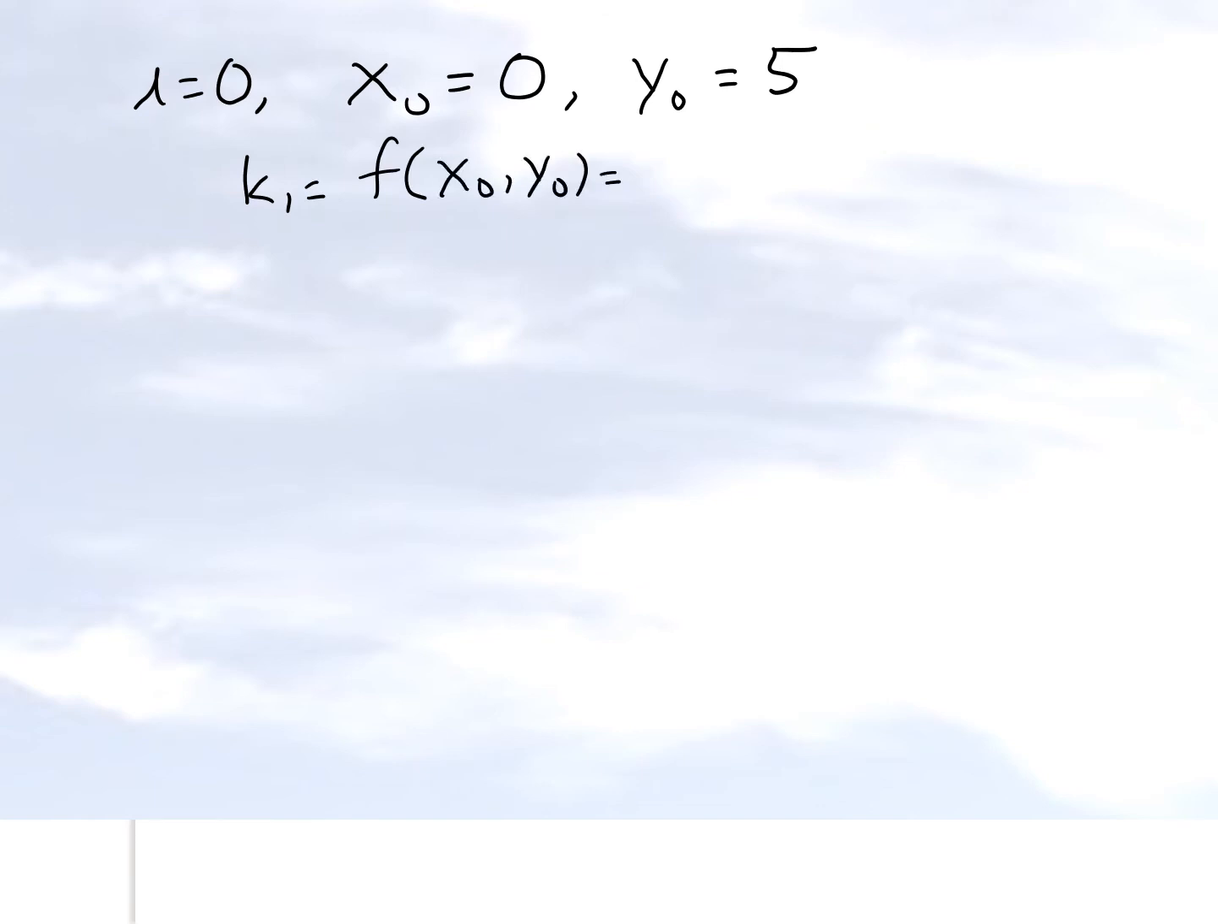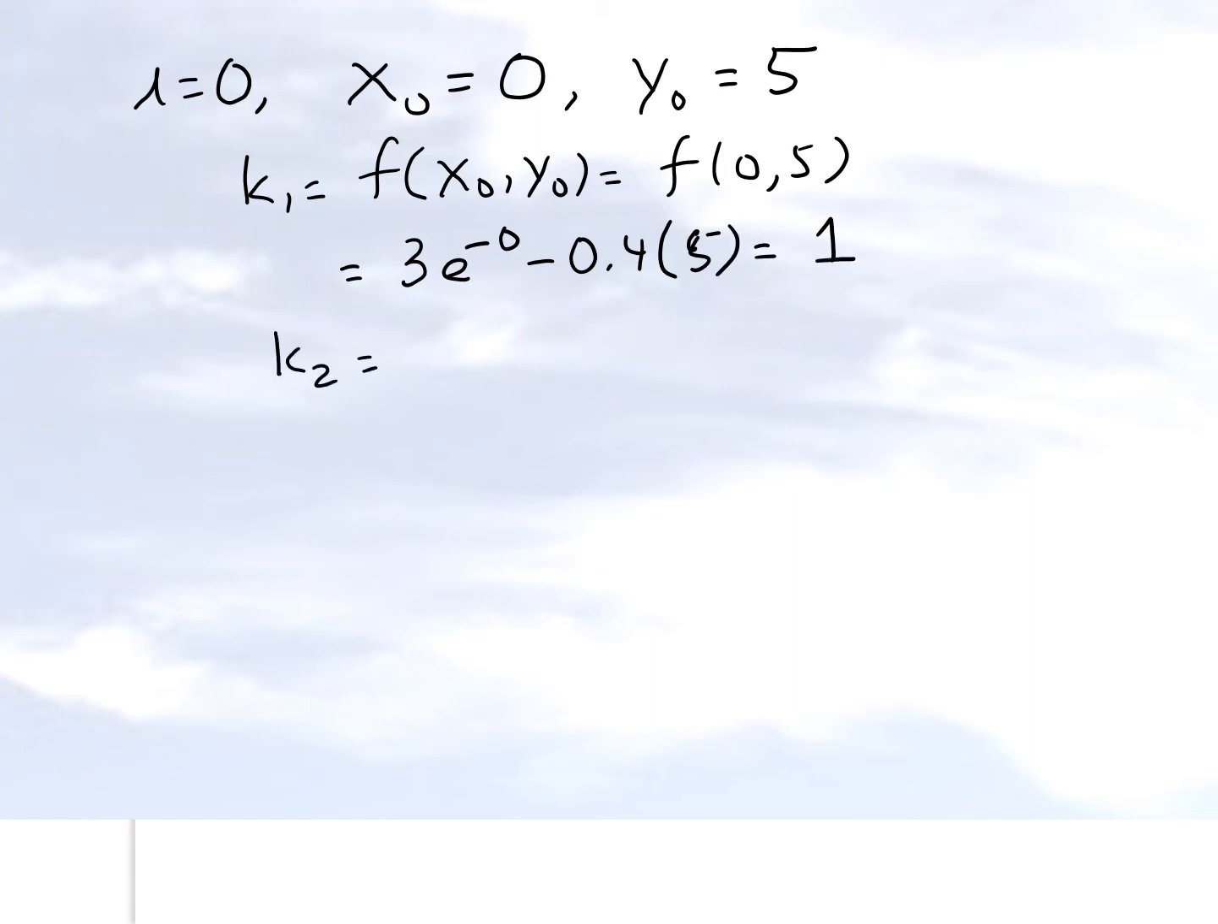So I choose i equal to 0, so the corresponding value of x naught will be 0, corresponding value of y, which is y naught, will be 5. This is from the initial condition. So now what I have to do is find k1. k1 is the value of the function at x naught comma y naught, which is the value of the function at 0 comma 5. I put it back into the function f, which is 3e to the power minus x. In this case it's 0, minus 0.4 times y, in this case being 5, and that gives you 1. The value of k2 is at this particular point.